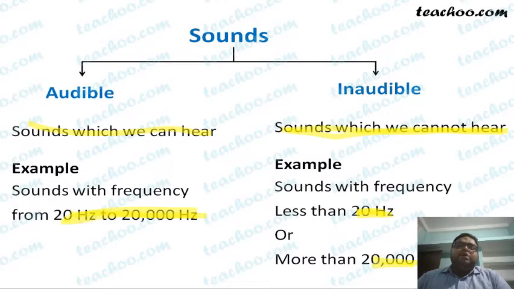So this is the human audible range. What is the human audible range? The human audible range is 20 hertz to 20 kilohertz. Which sounds are inaudible to humans? The sounds which are below 20 hertz or more than 20,000 hertz are inaudible to humans. Okay, students?